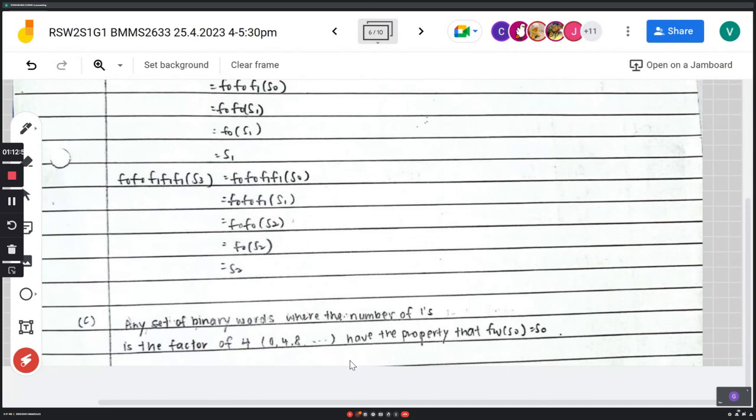If S0 wants to go back to S0, you need to have at least 4 1s. Then 0 also can, then 4 or 8. Does that mean factor of 4? Maybe I wrote it wrong.